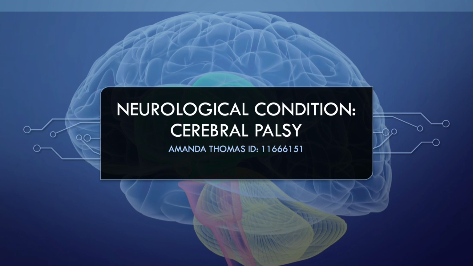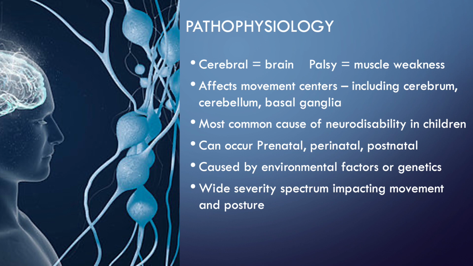During this presentation, we'll be talking about the neurological condition cerebral palsy. Firstly, what is cerebral palsy and what does it mean? Cerebral refers to the brain and palsy refers to muscle weakness. So we are referring to a wide range of abnormalities occurring within our movement centers. These movement centers include the cerebrum, cerebellum, and basal ganglia.